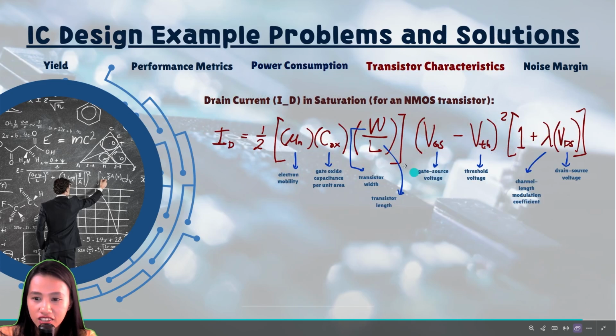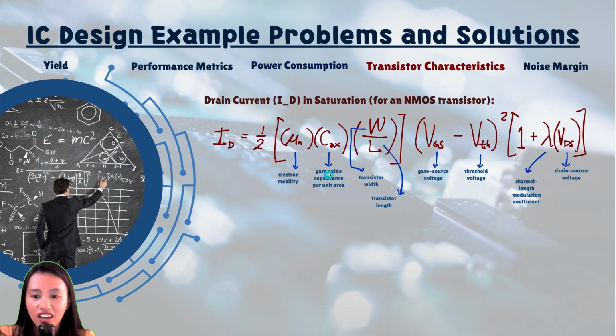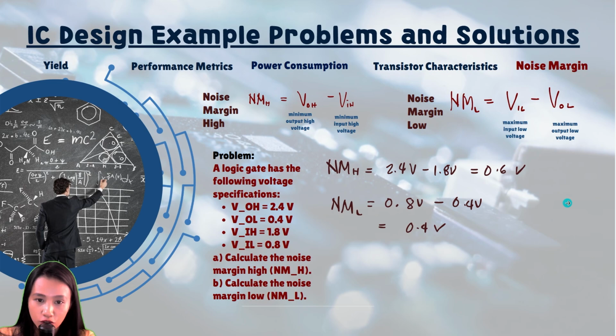And for this one, this is what I was saying, there is a width of the transistor and a length of the transistor. Gate oxide capacitance per unit area. We also have electron mobility, our gate source voltage. We have the threshold voltage, the channel length modulation coefficient, the lambda that's inverted. And we have VDS, drain source voltage. So if you want to solve a problem about that one, I think CB has provided a certain problem last time. And maybe I can provide one in the future, but it's hard to find one right now, so maybe in the future.